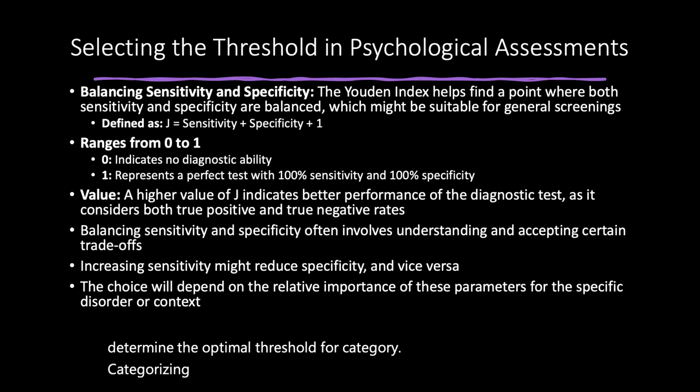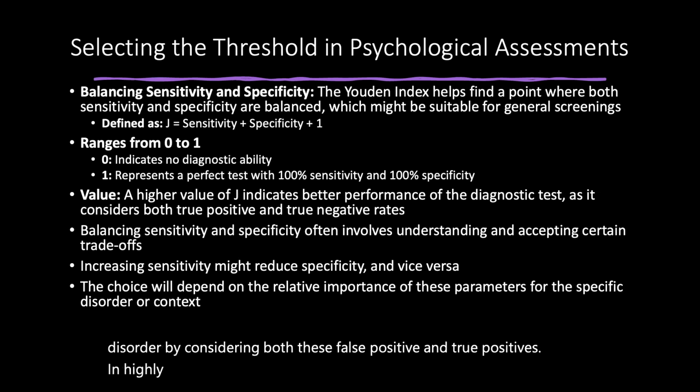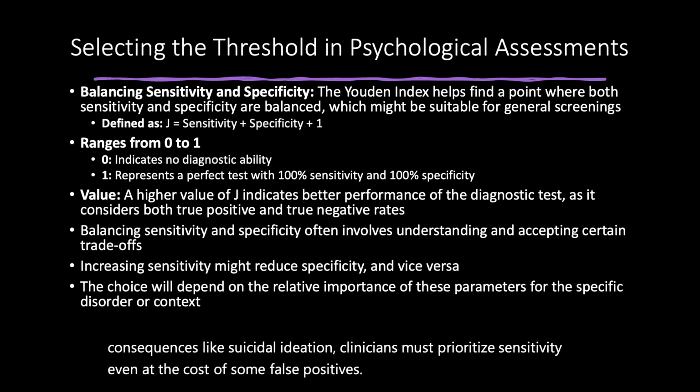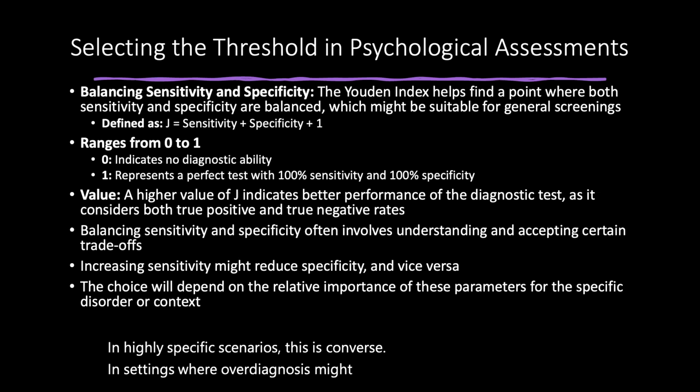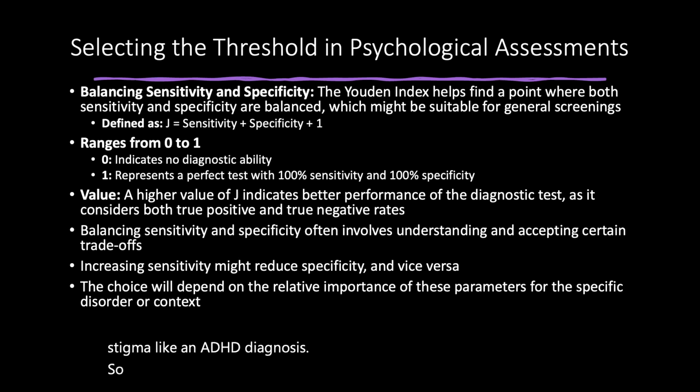In a psychological assessment setting, the Youden index can be utilized to determine the optimal threshold for categorizing individuals as at risk or not at risk for a specific mental health disorder by considering both false positives and true positives. In highly sensitive scenarios where missing a diagnosis could have severe consequences, like suicidal ideation, clinicians must prioritize sensitivity, even at the cost of some false positives. In highly specific scenarios, in settings where overdiagnosis might lead to unnecessary treatments or stigma, like an ADHD diagnosis, specificity might be emphasized.